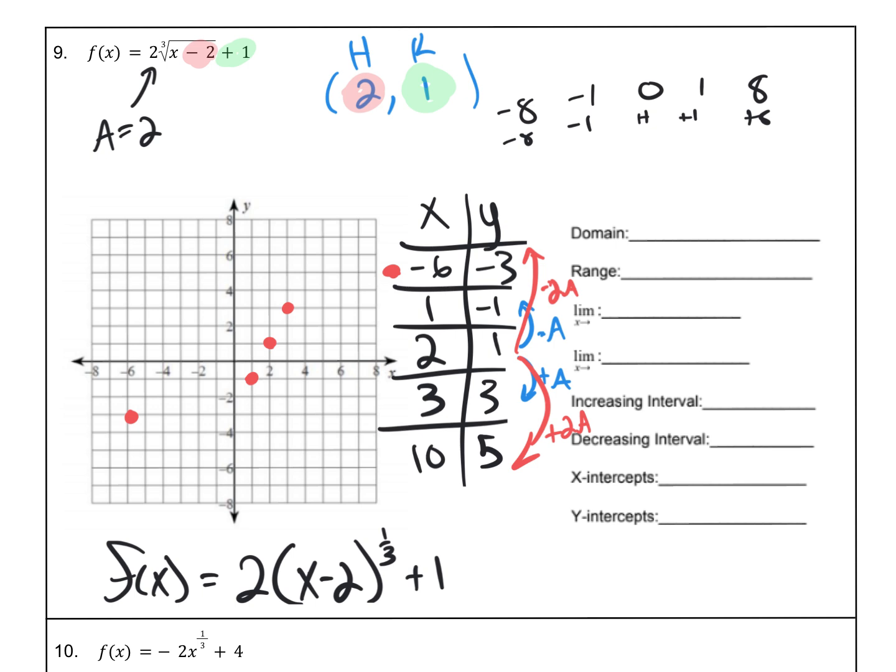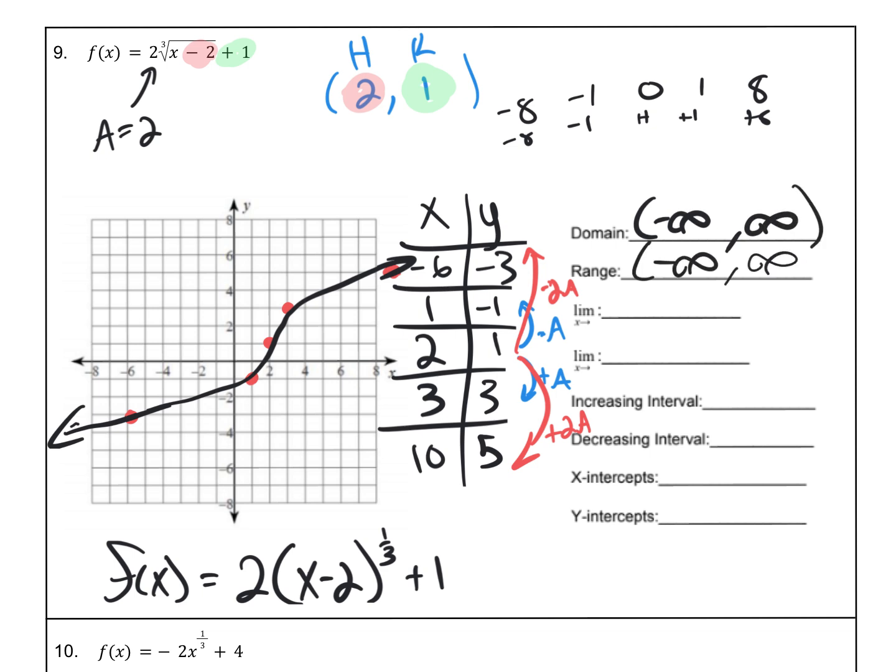So when we connect them, we have this S-shaped cube root function. So the domain, once again, -infinity to +infinity. Range, also the same.